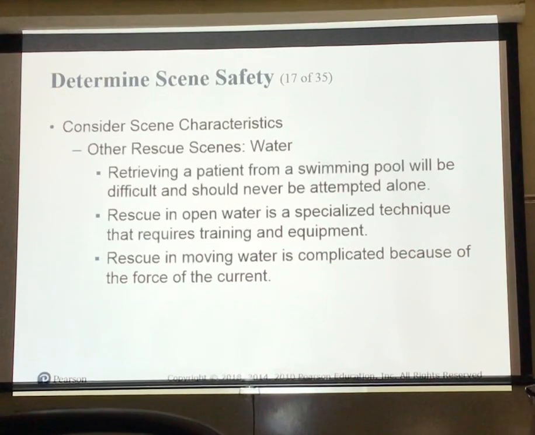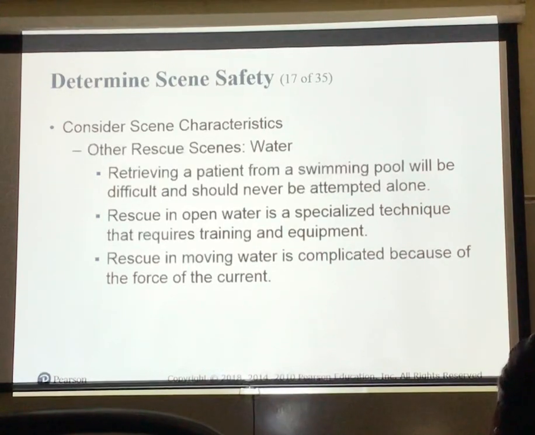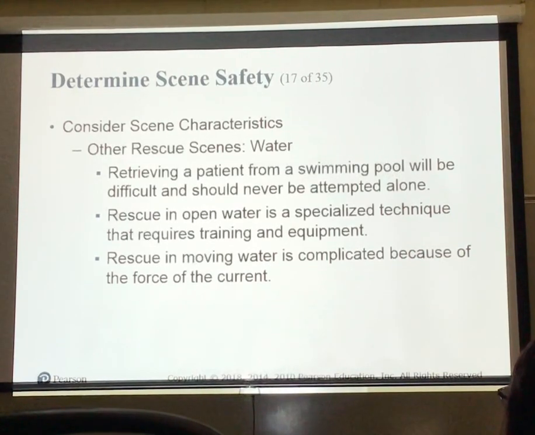Rescue in open water is a specialized technique that requires training and equipment. You must ensure that adequate resources are summoned. People have been reported missing or drowned. Moving water presents the problems of open water, further complicated by the force of the current. Patients and rescuers alike can be easily swept away.